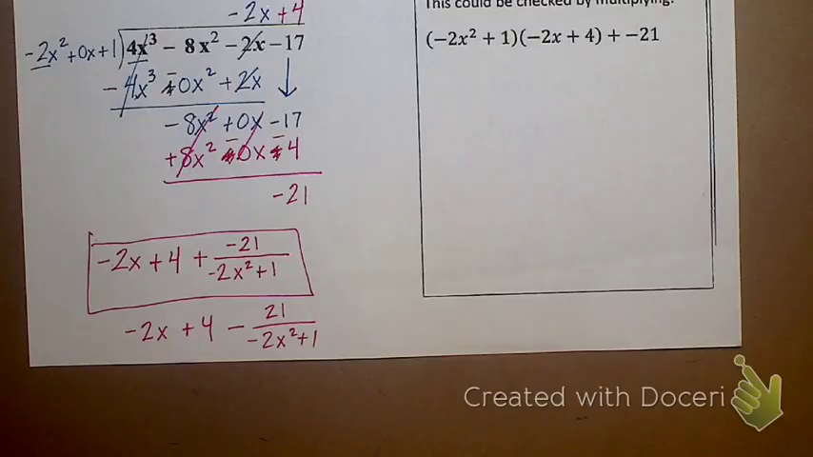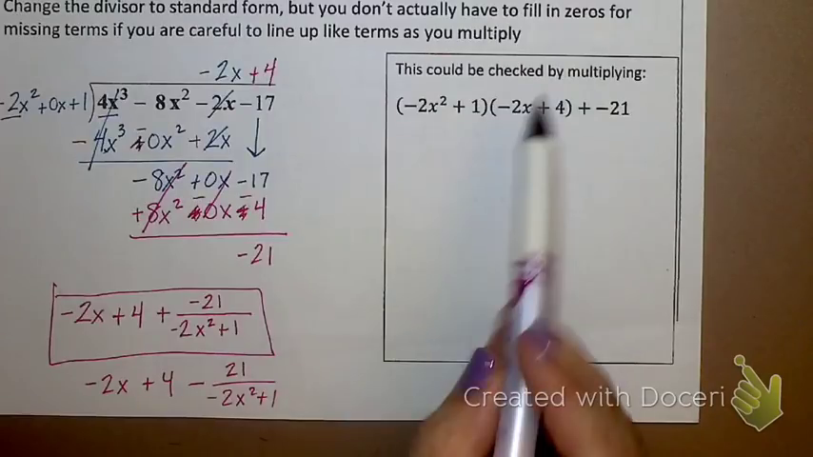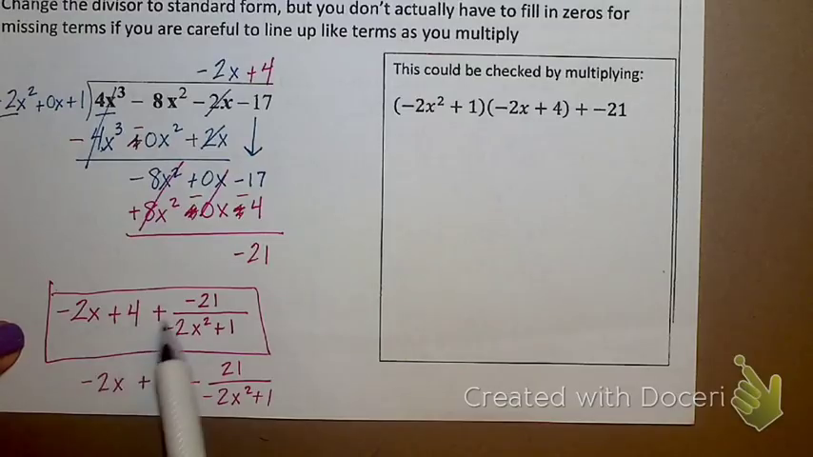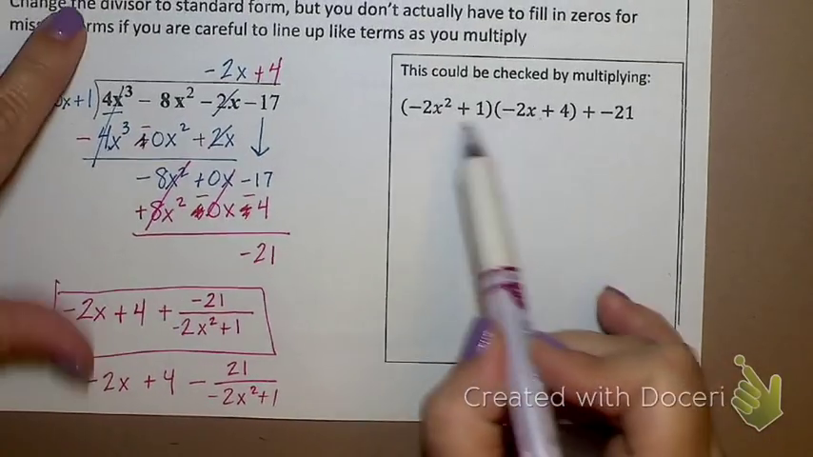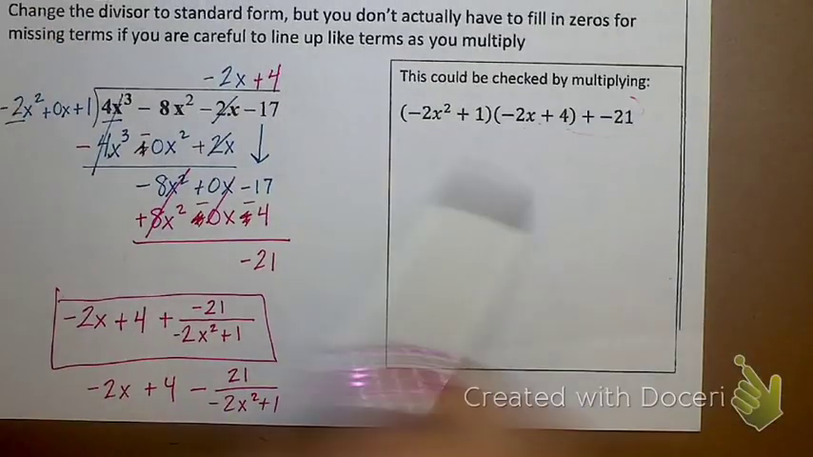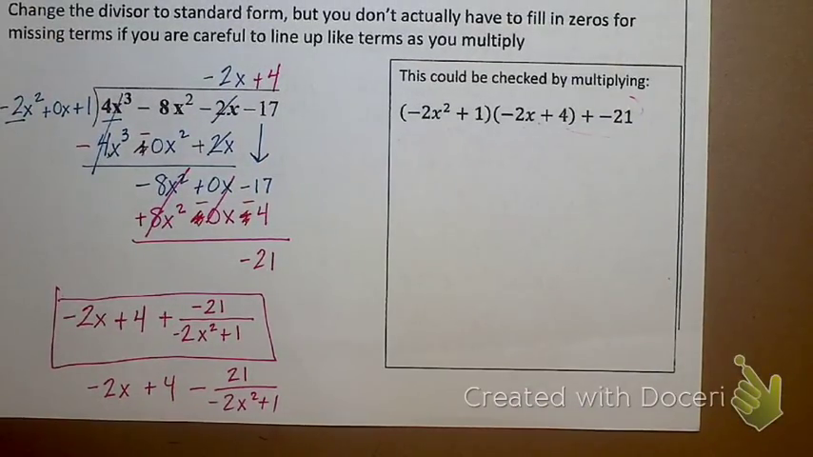So, again, you can check it by multiplying. You can take this, that right there, multiply it by the original divisor, and then add your remainder, and you should get the same as the original problem. Okay?